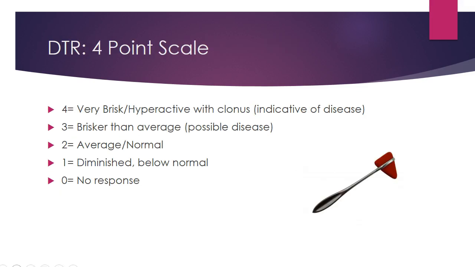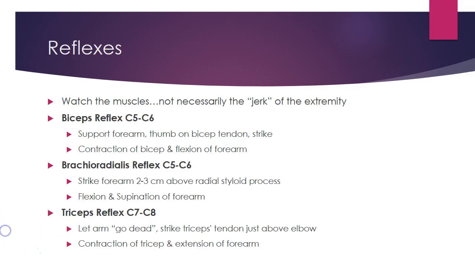And this is your scale. 0 is no response. 1 is diminished or below normal. 2 is average. 3 is brisker, and 4 is very brisk. And then there's 5, which isn't on this scale, and that's like clonus. And clonus is basically like a continuous muscle spasm. So if you initiate the DTR and you get like a continuous muscle spasm, that is really not good.